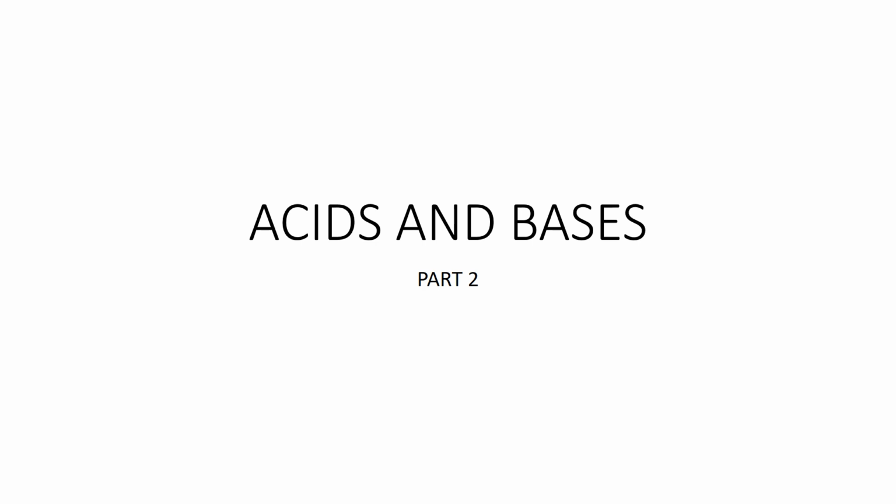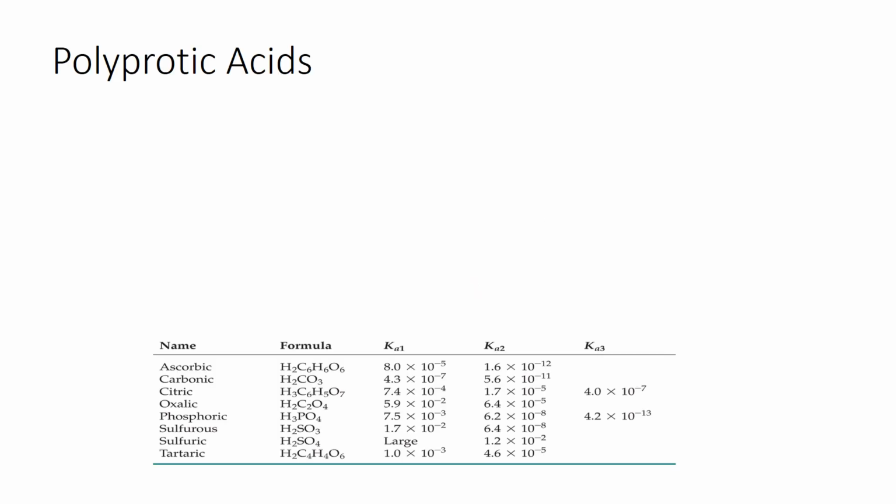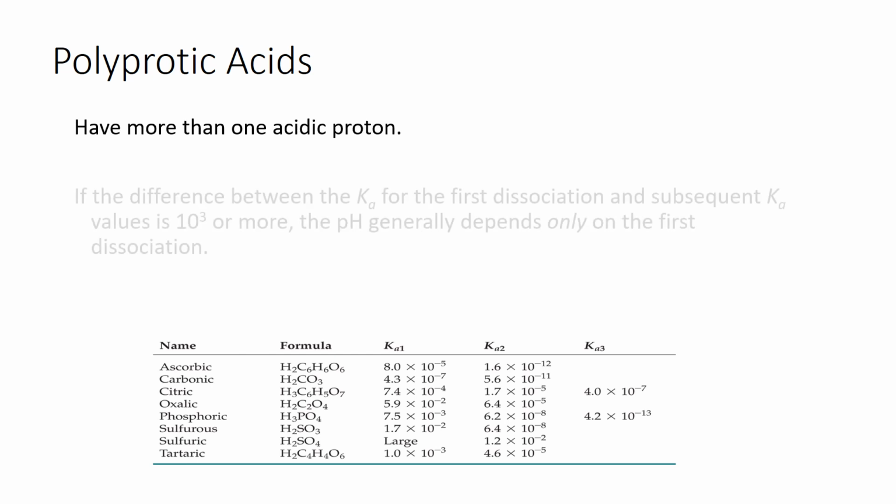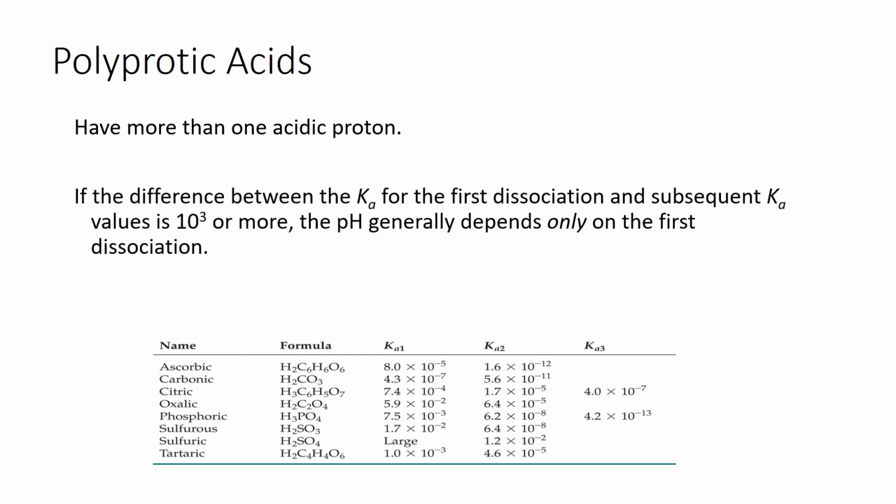Greetings, this is a continuation of acids and bases, and so we want to look at some of the properties and the calculations that are involved in acids and bases. So when you talk about polyprotic acids, look at the word poly and then look at the word protic. Basically it talks about the number of protons. So when you have more than one proton in an acid, we call that a polyprotic acid.